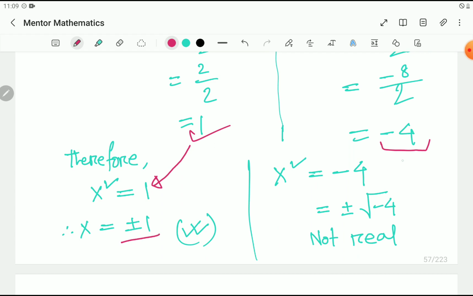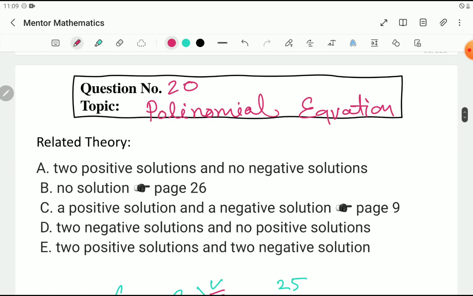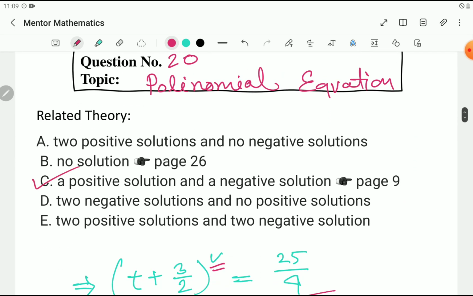And in this case, the value of x square equal to -4. So the value of x becomes plus minus square root of -4. This is actually not a real number. This is not real. This is a complex number. So we cannot consider this. So we have one positive root and one negative root. Therefore, our answer is a positive solution and a negative solution. So option C is correct.